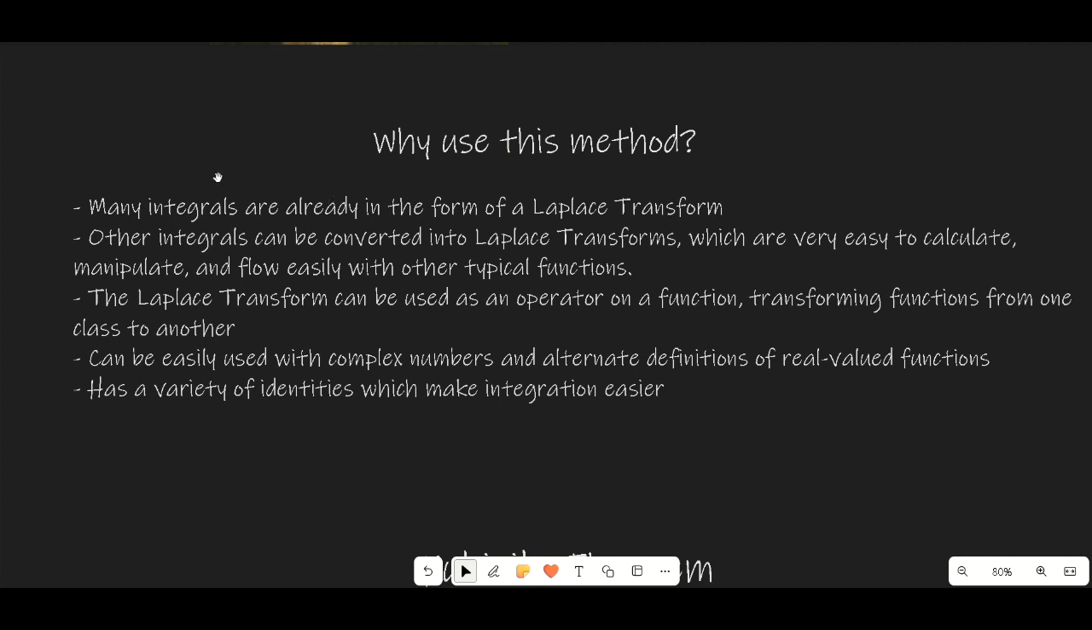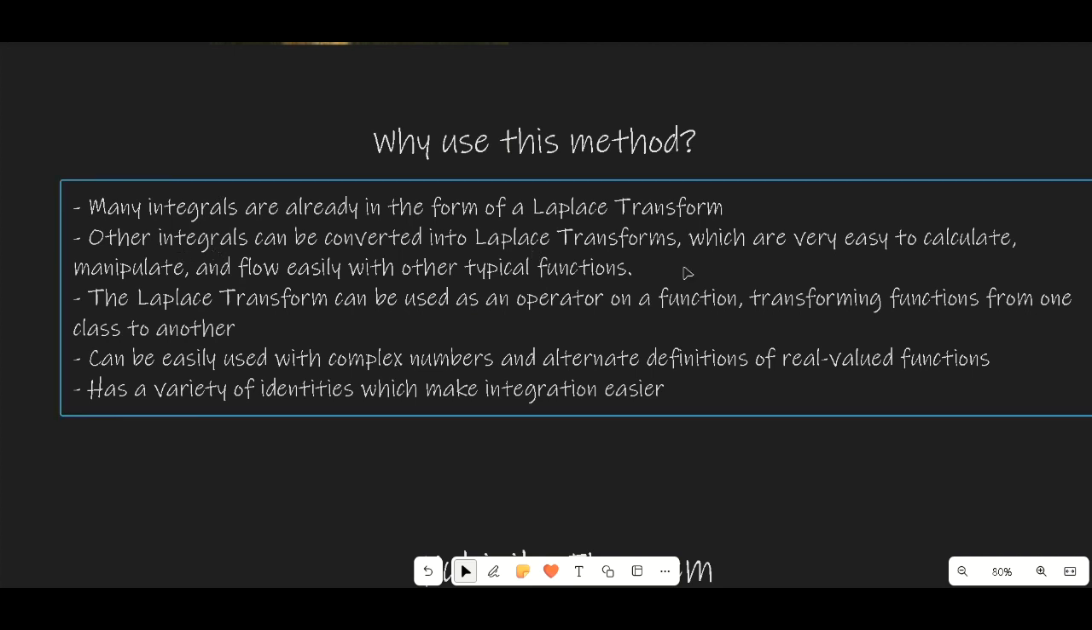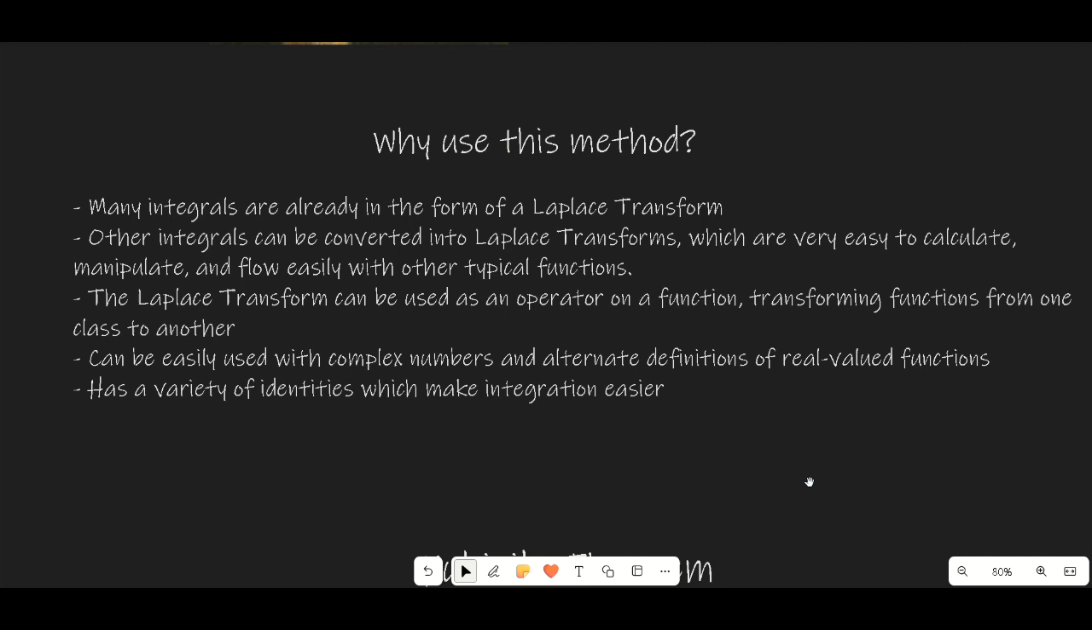Some other integrals can be converted into Laplace transforms, which again are pretty easy to calculate using all the rules we have access to, and then we can manipulate them easily, and they work nicely with other typical functions. Also, the Laplace transform can be used as an operator on a function which obviously transforms, right? Transforms from one class to another. They can also easily be used with complex numbers and alternate definitions of real valued functions, and they have a variety of identities and rules that make integration easier. So let's jump right into it.